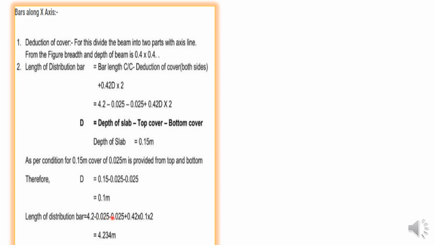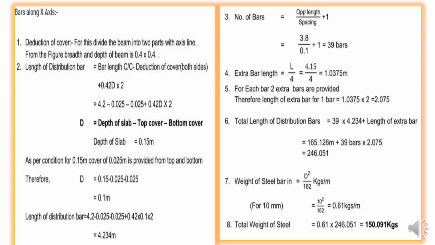Length of the distribution bar is 4.2 minus 0.025 minus 0.025 plus 0.42d into 0.1 into 2, that is 4.234 meter. Number of bars is total length divided by spacing plus 1, that is 3.1 divided by 0.1 plus 1, which is equal to 39 bars.